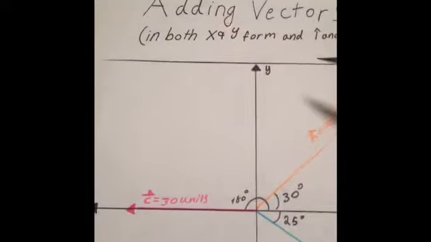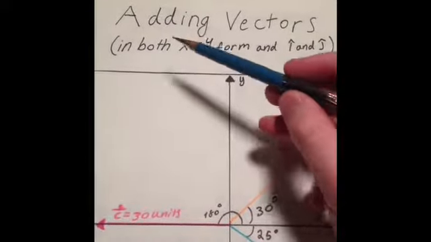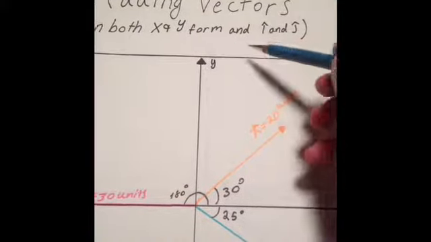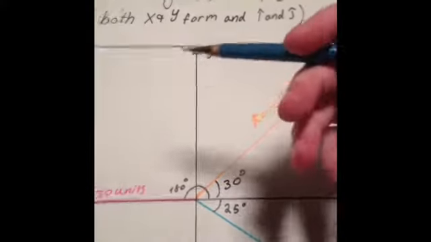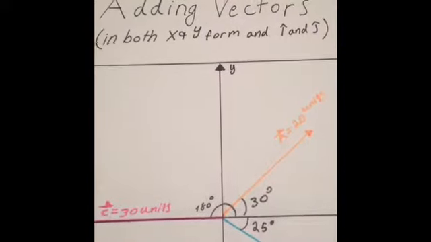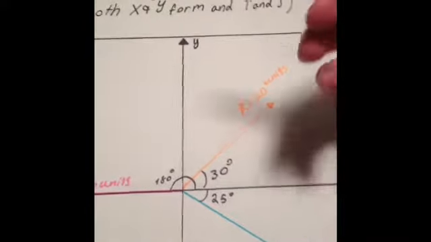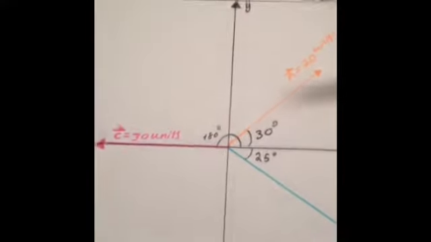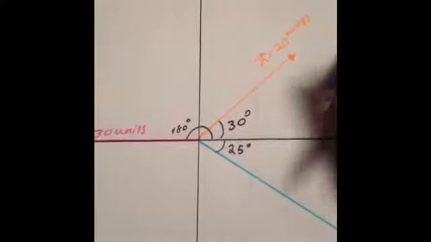Hi everybody. Today what we're going to be doing is adding vectors in both the x and y form, and i and j. Now, if you're watching this video, what I'm discussing here is how to use the component method of adding vectors.